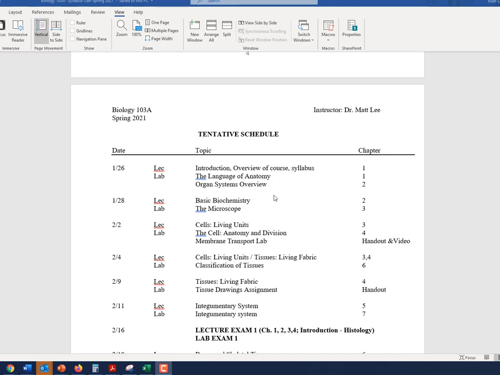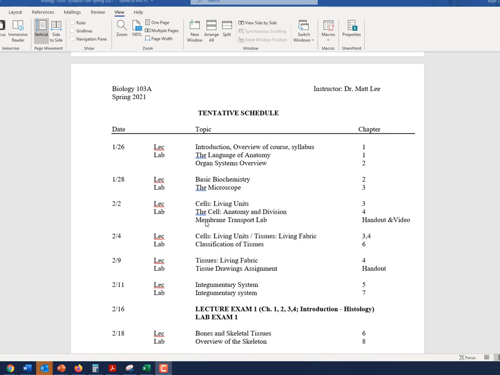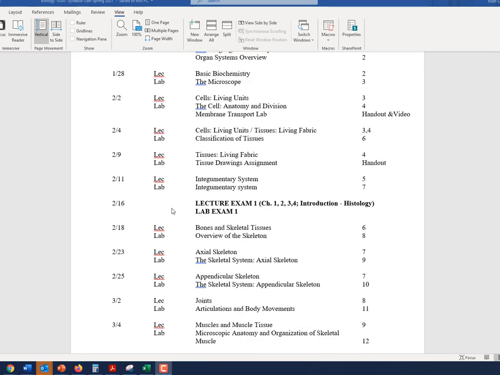So we're going to start this week, or the first week of class, with a basic introductory lecture, and then in the lab also, we'll move into just a review of biochemistry, and we'll move into studying cells, and then we're off and running. And you can see the first exam is scheduled on February 16th.